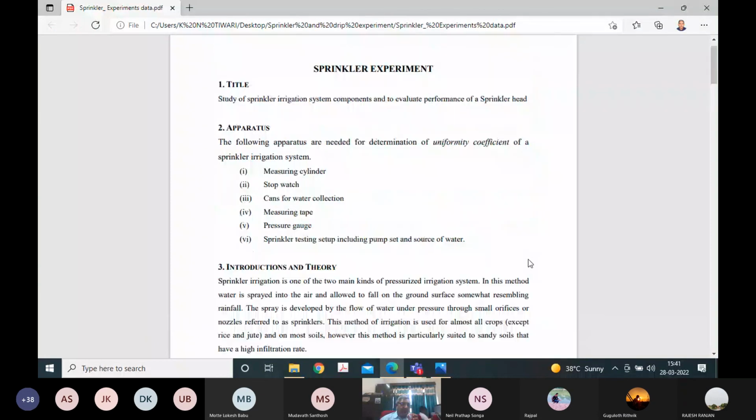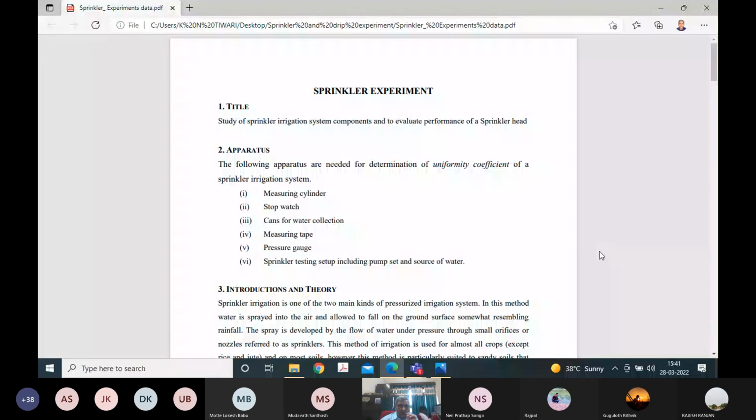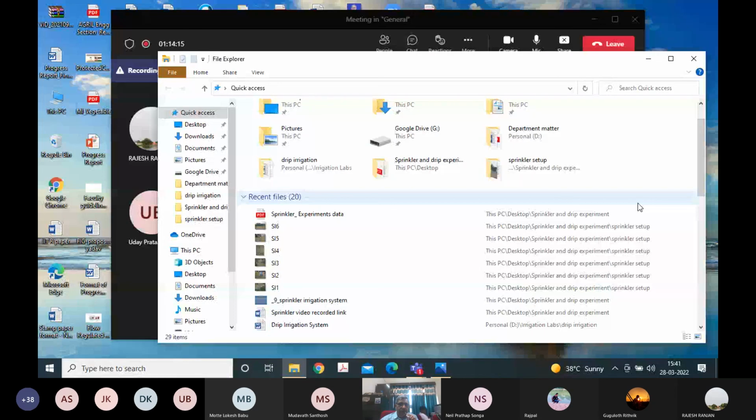So this is your lab class. For today's lab class, any query, anything which you want to ask on this? If not, then okay, I will share this information with you.